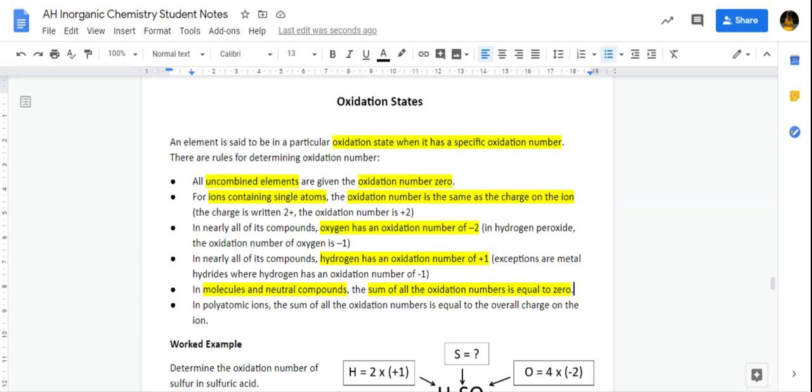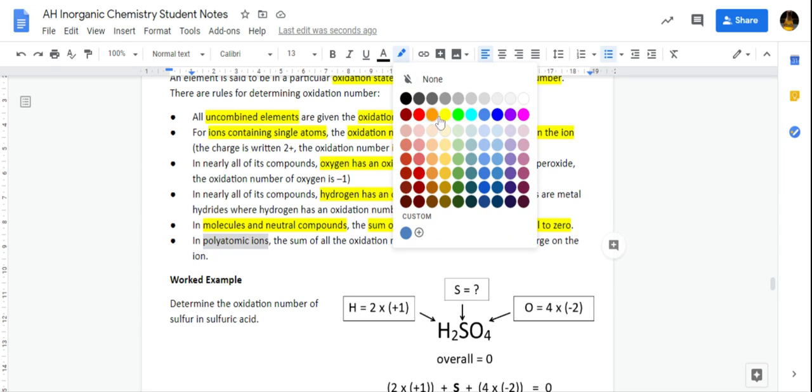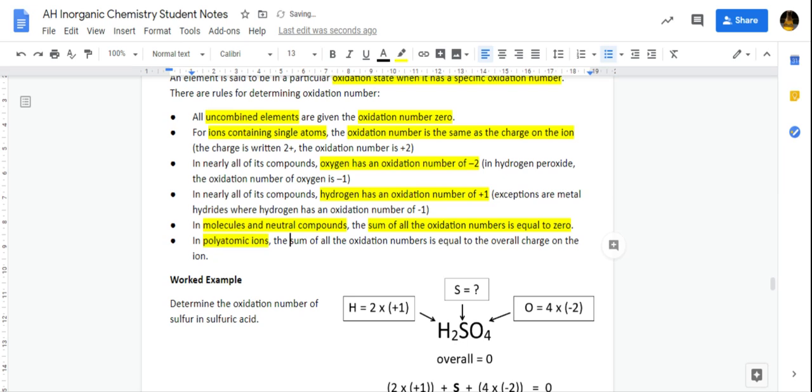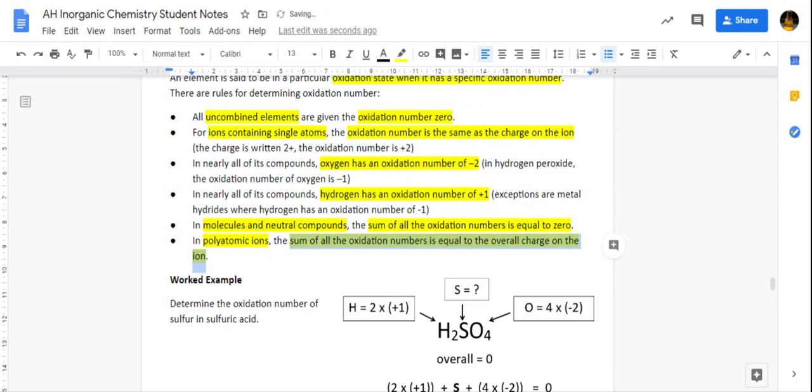If you have a polyatomic ion, for example, a sulfate ion or a permanganate ion, the sum of all the oxidation numbers is equal to the overall charge on the ion. So for example, the sulfate ion has an overall charge of 2-. So if you add up all of your oxidation numbers of the atoms or ions that are in the sulfate ion, then they will equal 2- or -2.